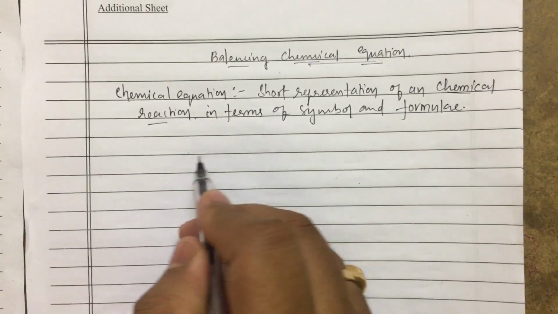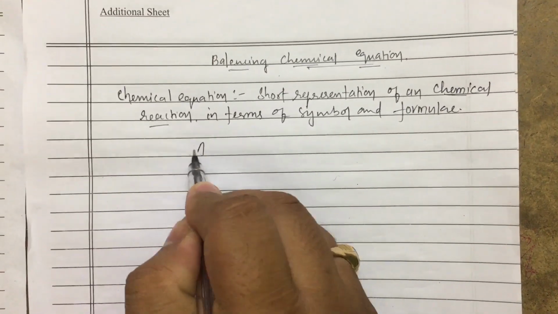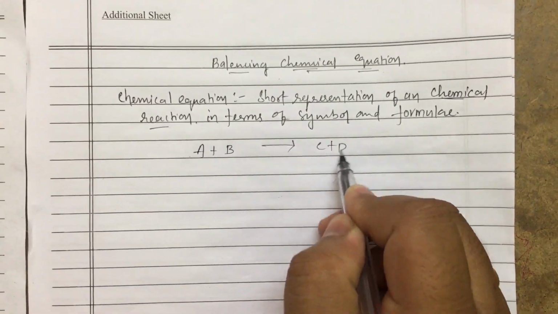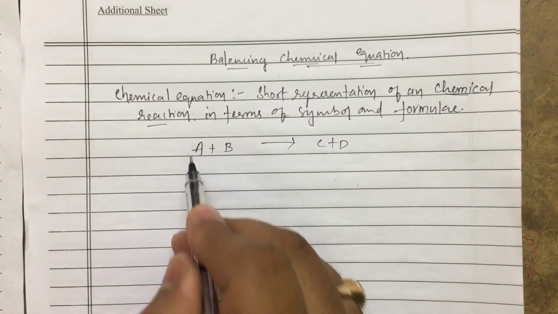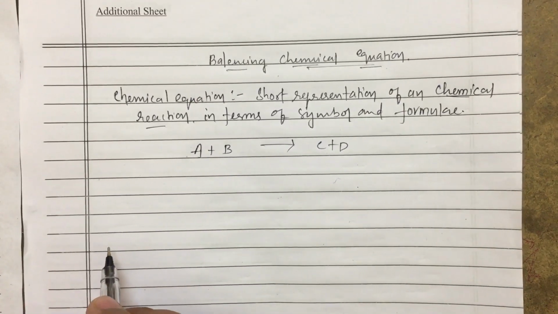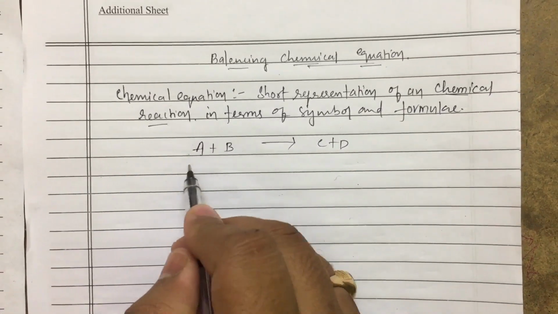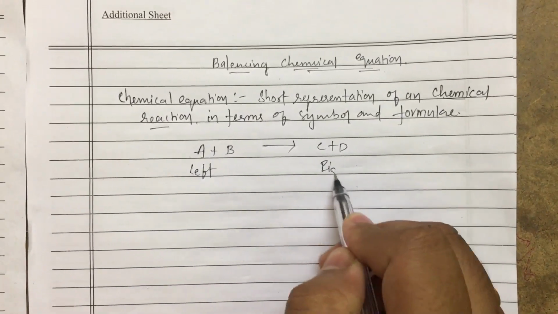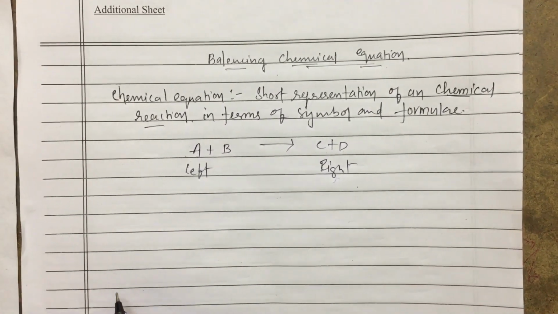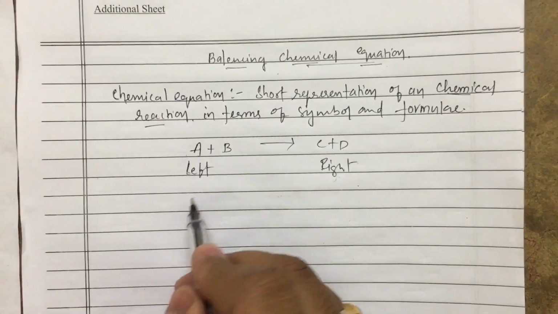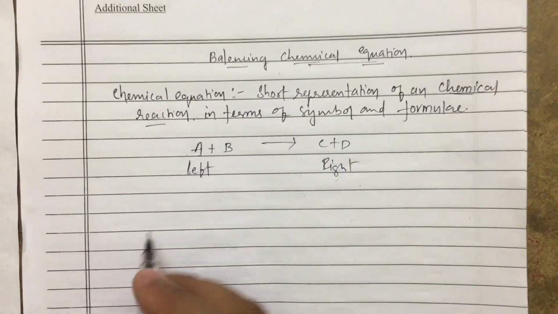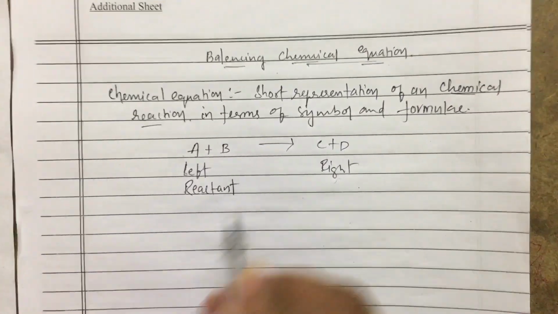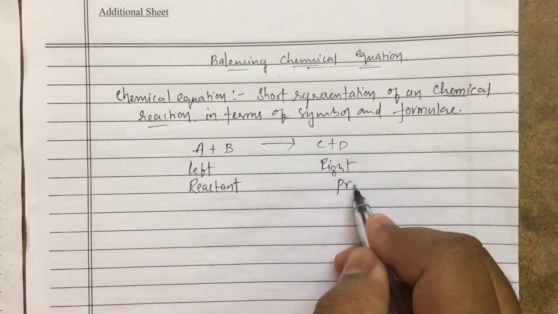I'll give you an example. Let us take example 1: A plus B gives rise to C plus D. What are A plus B and C plus D? A plus B is written on the left side, and C plus D is written on the right side. What is written on the left side of a chemical equation, we call reactant, and what is written on the right side, we call product.